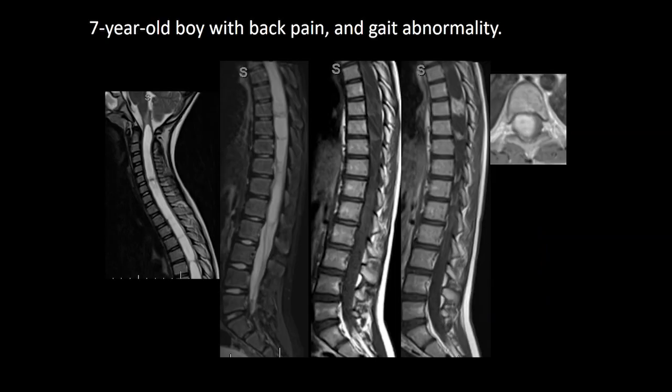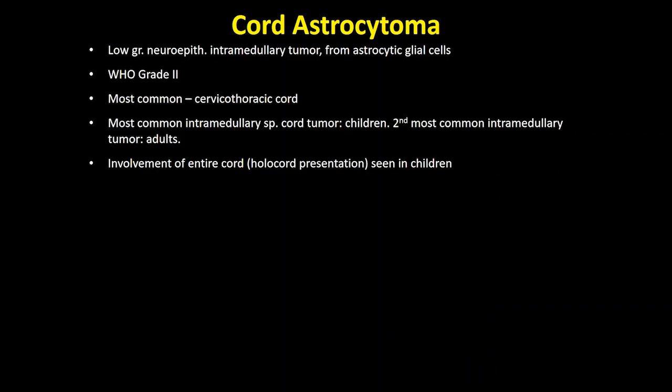Case 2 is that of a 7-year-old boy with back pain and gait abnormality. MRI demonstrates a multi-segmental hollow cord lesion which is expansile, demonstrates multiple intratumoral and polar cysts. Heterogeneous enhancement is seen. The lesion is slightly off the midline, does not show a hemosiderin cap. Given the age of this patient, diagnosis will be that of a cord astrocytoma. Notice that this is a WHO grade 2 tumor.